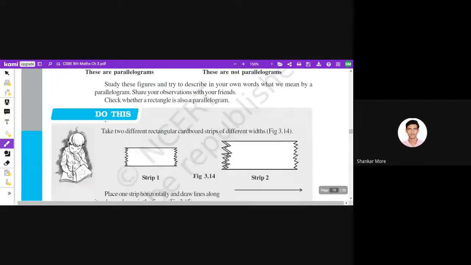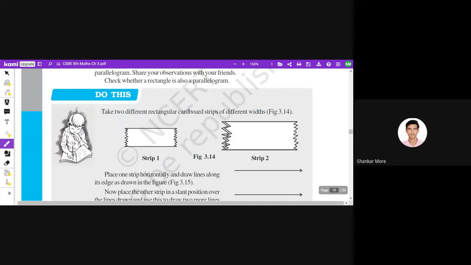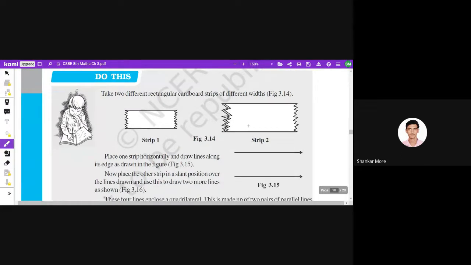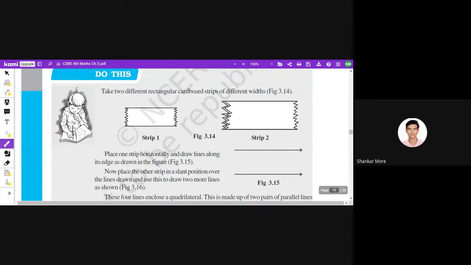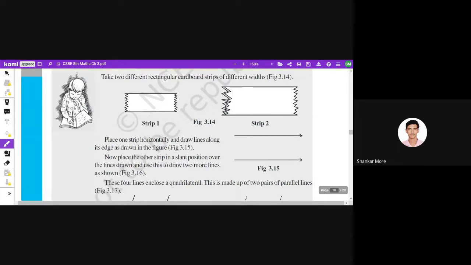All right. So let's do one more activity. Take two different rectangular cardboard strips of different widths. So see, this is strip one, this is strip two, and its width is different. Okay. So place one strip horizontally and draw lines along its edges as drawn in the figure. So see, here the bigger strip we will place on the notebook or on a paper and draw two lines. So here we will draw the first line, and the second line here.